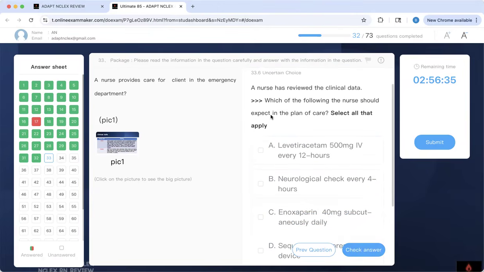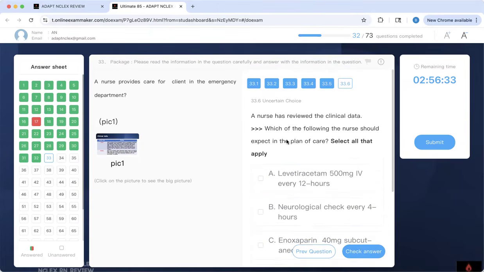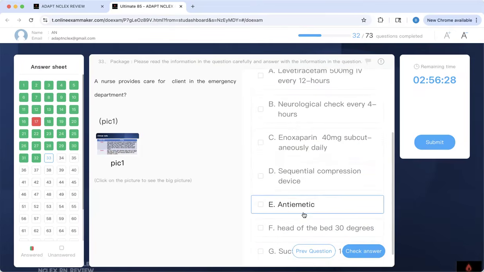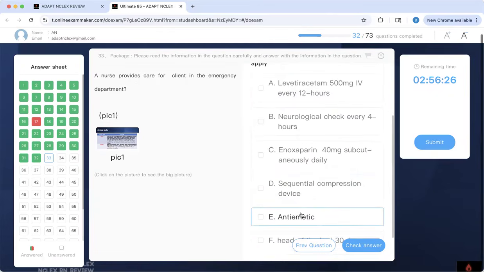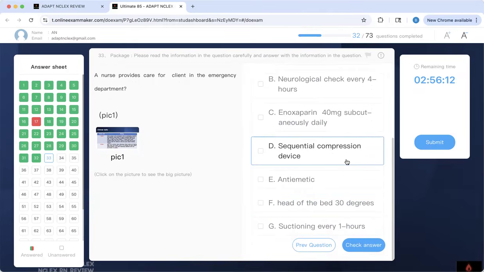The nurse has reviewed the clinical data. Which of the following should the nurse expect in the plan of care? Now, the patient has what? Bleeding in his head. So what are you going to do? Levetiracetam 500 milligram IV every 12 hours. Do neurological exams every 4 hours. Give them enoxaparin 40 milligram sub-Q daily. Apply sequential compression device. Antiemetic. Head of the bed 30 degrees.